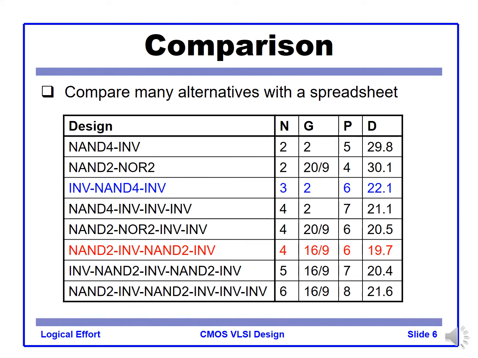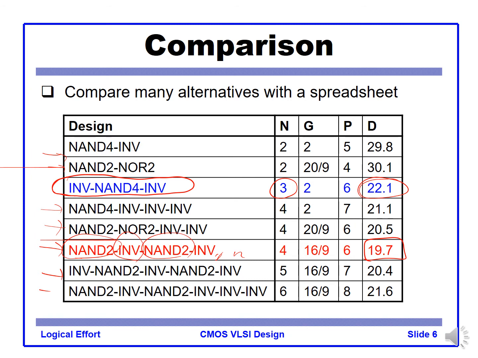In the previous example, the logic gates were arranged in a 3-stage case: inverter, 4-input NAND, and inverter. Using that 3-stage implementation, we get a minimum delay of 22.1. We can find alternative ways, many different ways, of arranging the stages. For example, if we start with a NAND2, an inverter in the middle, and another NAND2, with this design we get 19.7. We can calculate that.